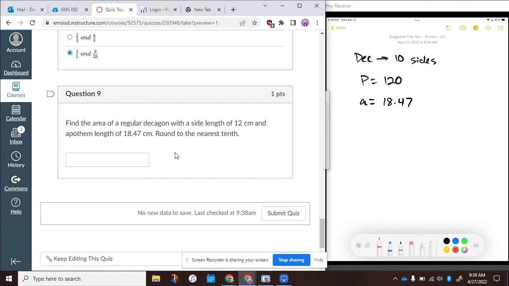The apothem, it already tells us right there, 18.47. So if we're plugging those two things into our formula, all we need is 120 times 18.47, those two things multiplied together and cut in half. Punching that into a calculator real quick, that gives us an answer of 1,108.2, if I'm doing that math all correct.